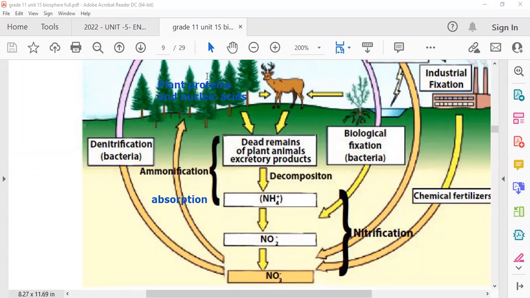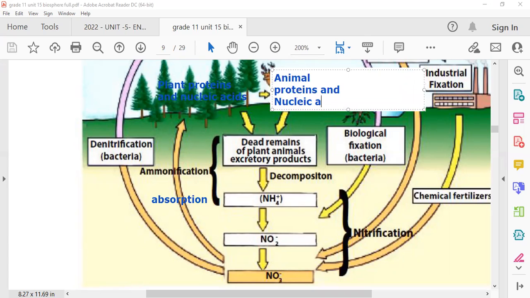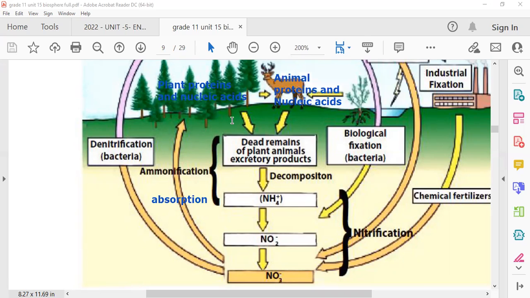When animals eat the plants or another animal, it turns into animal proteins and nucleic acids, right? So when animals and plants die, their dead bodies undergo decomposition, and then ammonia is made, and then NO2 minus is made, and then NO3 minus is made. Correct? These processes are going on again and again.